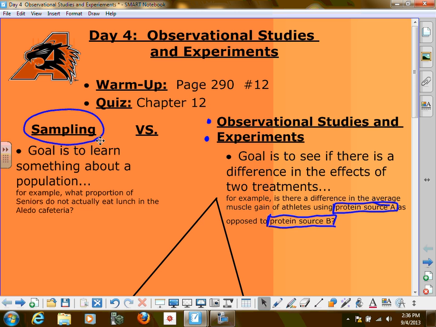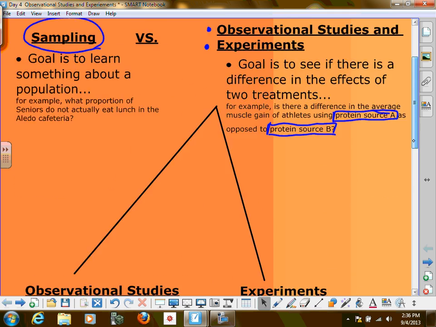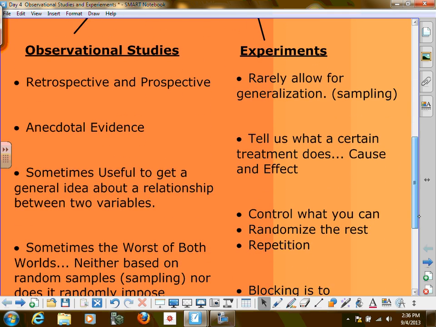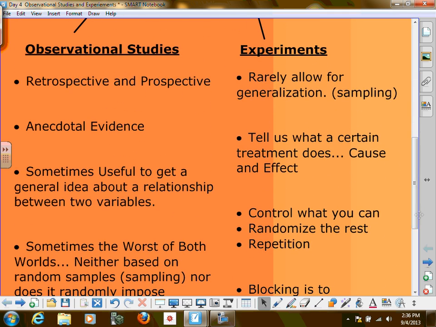On the front of your paper, that gives you observational studies and experiments, you have all of these little bulleted things there, but we're going to elaborate. I'm going to talk to you today about the specific differences between what is classified as an experiment and what is classified as an observational study.